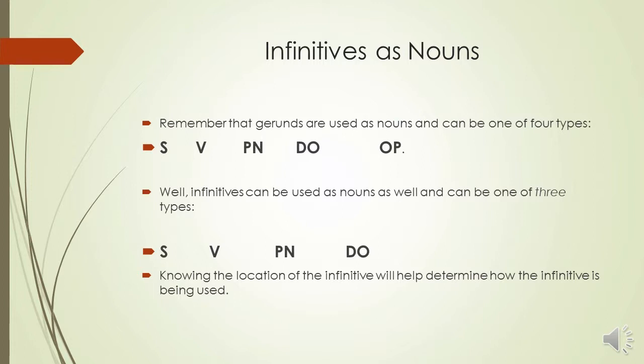Also, remember with gerunds, I told you they were used as nouns and that there were four nouns that the gerund could be: the subject, the predicate nominative, the direct object, or the object of the preposition. Well, the same is true for infinitives, except they will not be the object of the preposition. They will take the position of the subject, the predicate nominative, or the direct object. So let's take a look at an example so that we can determine how this infinitive is being used.